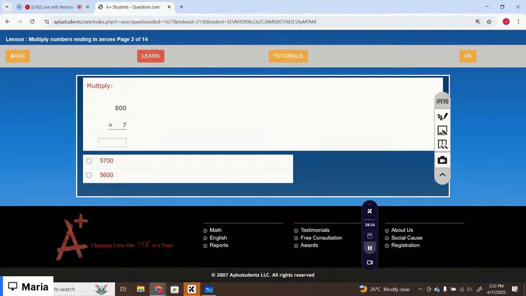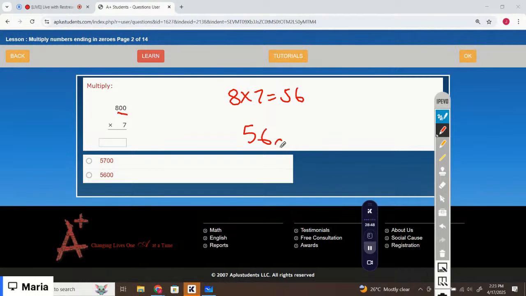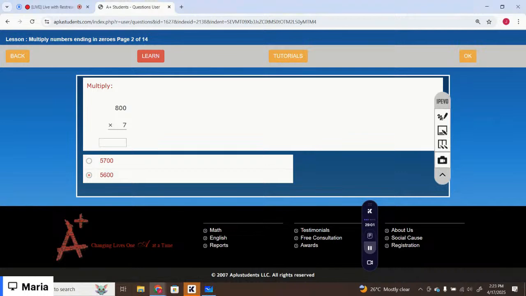800 times 7 equals, so just multiply 8 times 7. 8 times 7 is 56. And we have two zeros with 8. So you need to add two zeros over here. 800 times 7 is 5600. Option number 2 is the correct option. That is 5600.